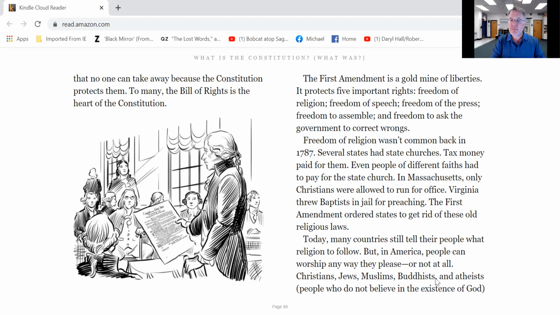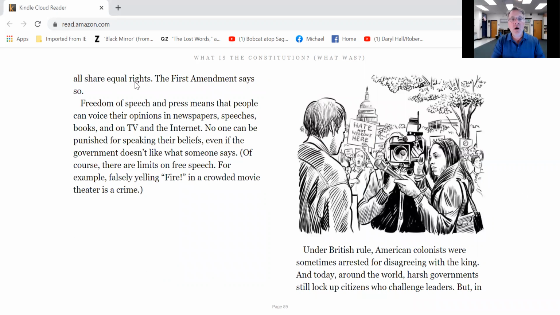Christians, Jews, Muslims, Buddhists, and atheists, people who do not believe in the existence of God, all share equal rights. The First Amendment says so. Freedom of speech and press means that people can voice their opinions in newspapers, speeches, books, and on TV and on the internet. No one can be punished for speaking their beliefs, even if the government doesn't like what someone says.